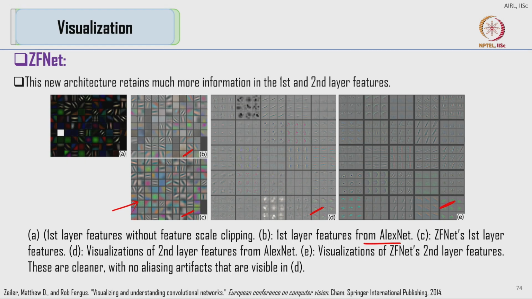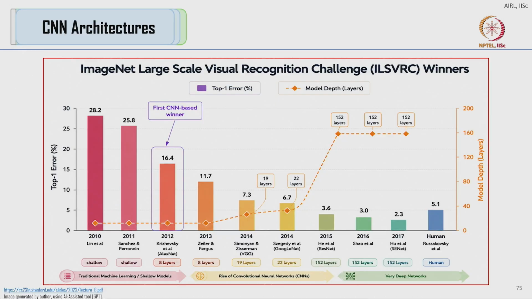These are visualizations, however they do seem to have retained more information in certain parts of the feature maps for certain parts of the objects, right. So the visualizations of the first and second layer features in ZFnet do highlight that there are certain features that are learned better in ZFnet, which results in a lower error.